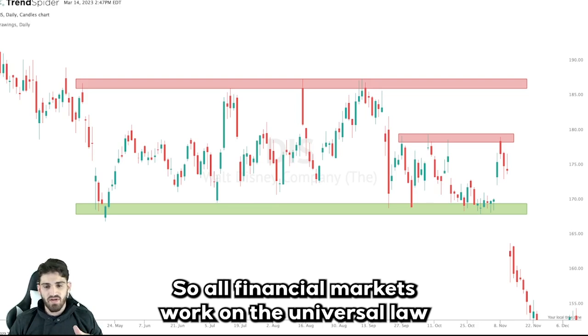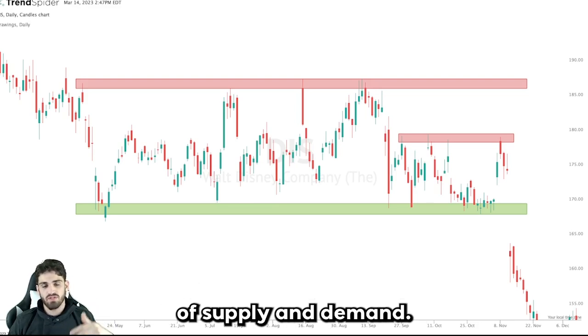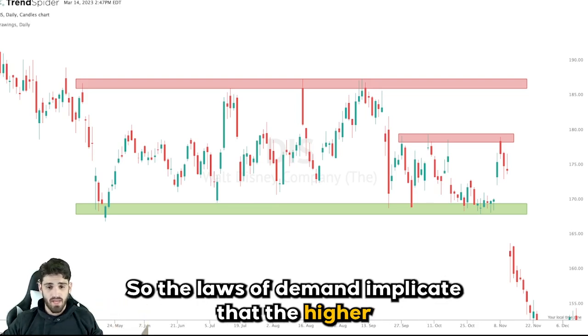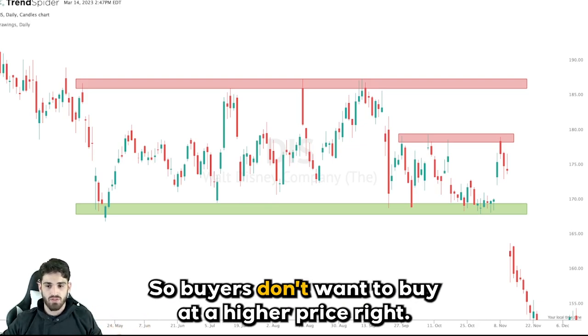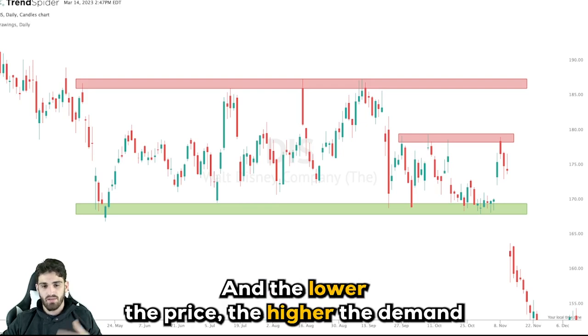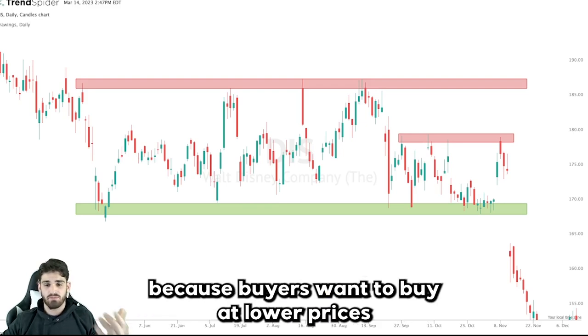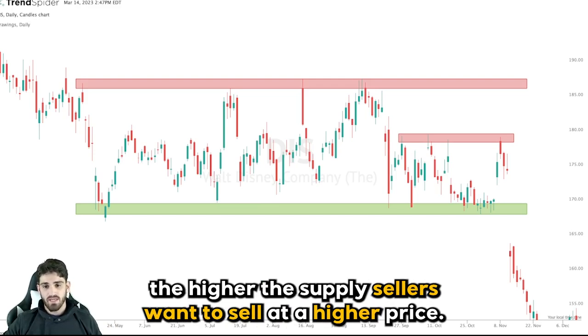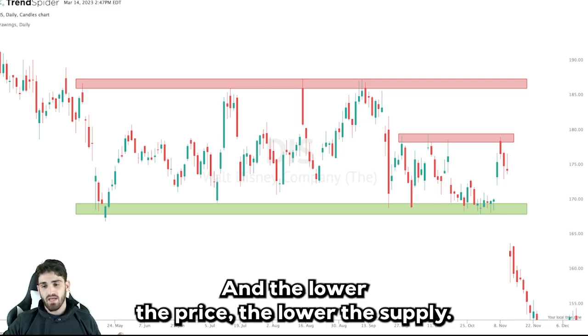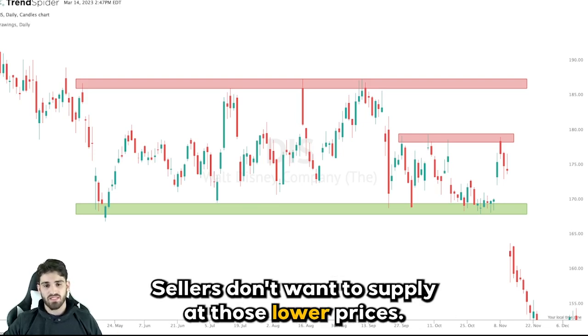All financial markets work on the universal law of supply and demand. The law of demand implies that the higher the price of an item, the lower the demand. Buyers don't want to buy at a higher price, right? And the lower the price, the higher the demand, because buyers want to buy at lower prices. The law of supply is the higher the price, the higher the supply. Sellers want to sell at a higher price, right? And the lower the price, the lower the supply. Sellers don't want to supply at those lower prices.